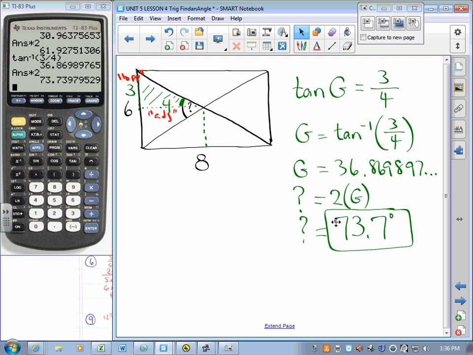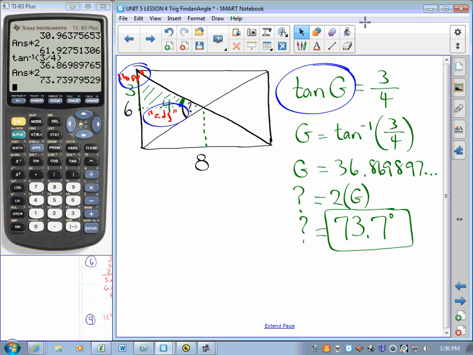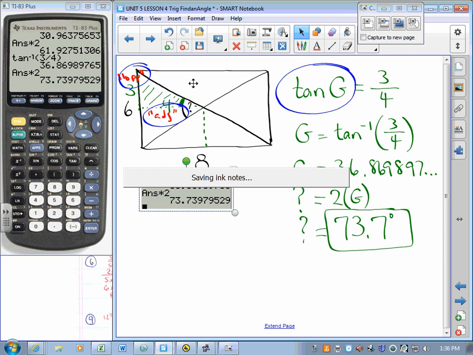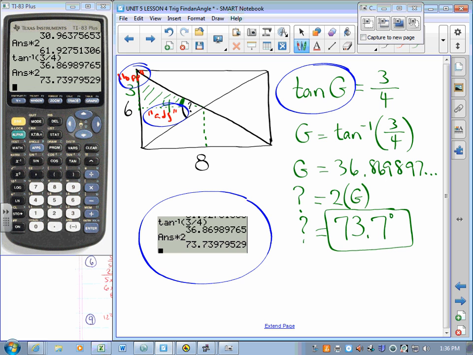So what should you know how to do? You should know how to label sides as opposite or adjacent or hypotenuse. You should know how to pick what trig function to use, and you should know how to use your machine to get the angles of a triangle.